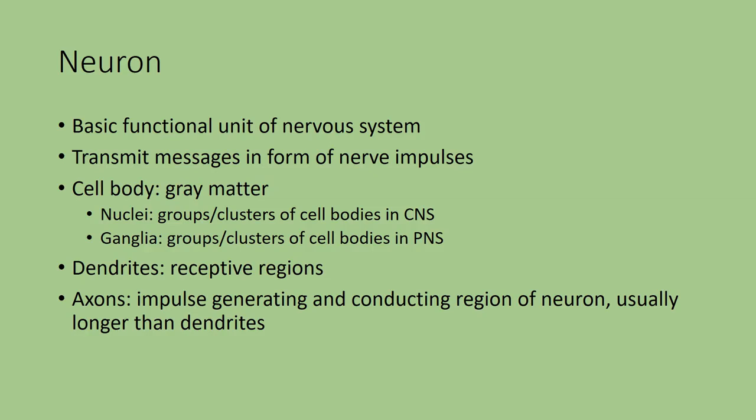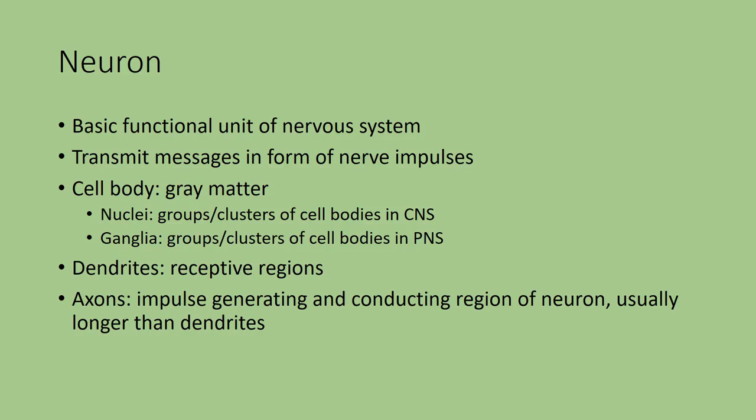The neuron, which is the main functional unit, if you will, of the nervous system, is the cell that is capable of transmitting these electrical impulses. There are different regions or parts of the cell. There's the cell body that's known as the gray matter.